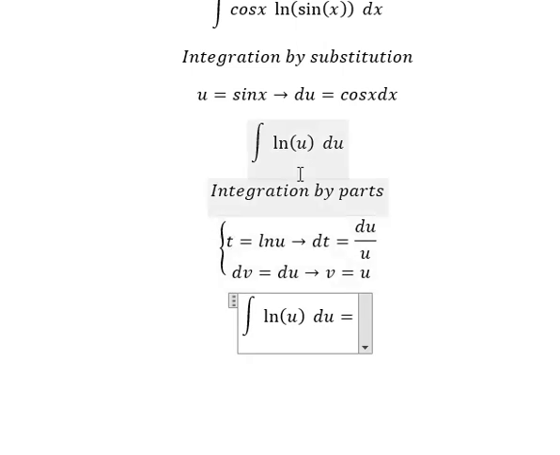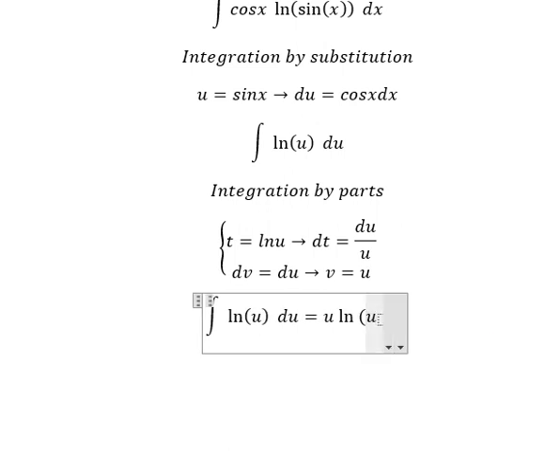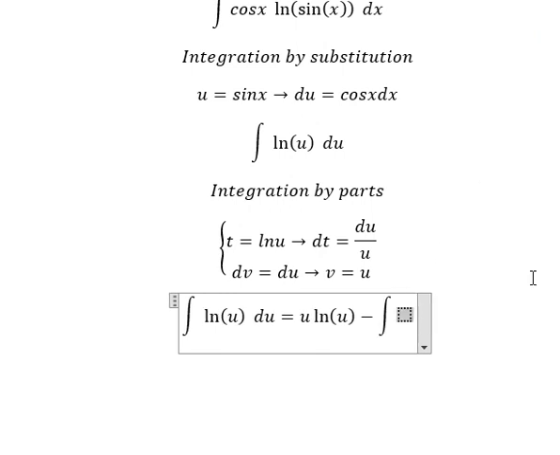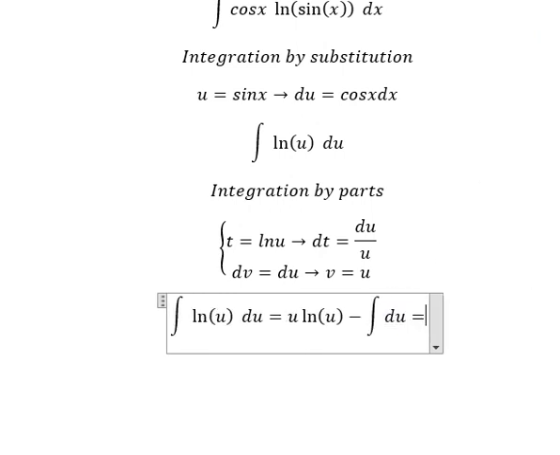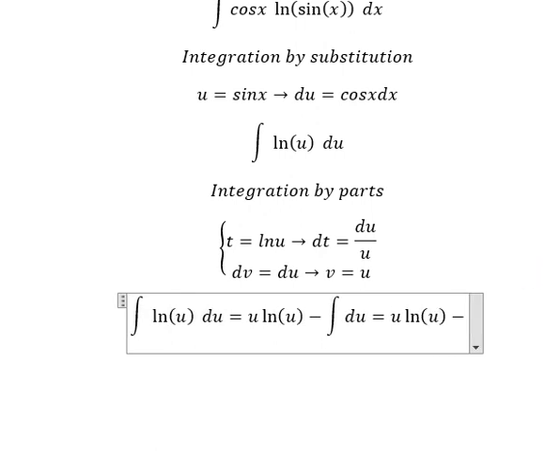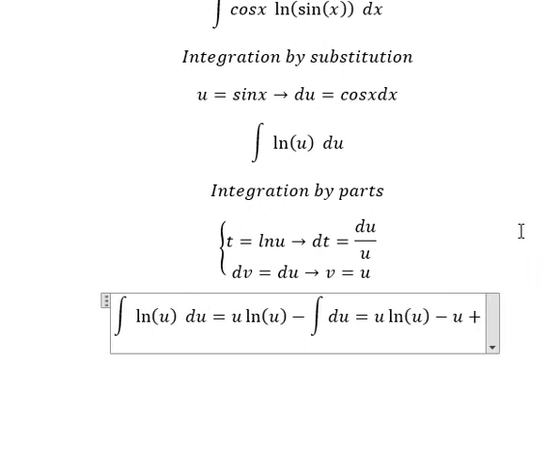So we have t multiplied by v. Minus, we have dt multiplied by v. So u divided by u, we have number 1. So we have the integration du, and this one we have u, and I will put c.